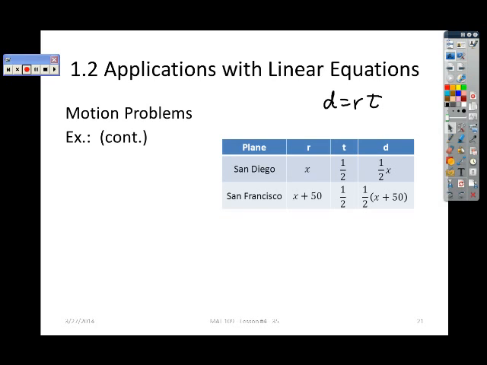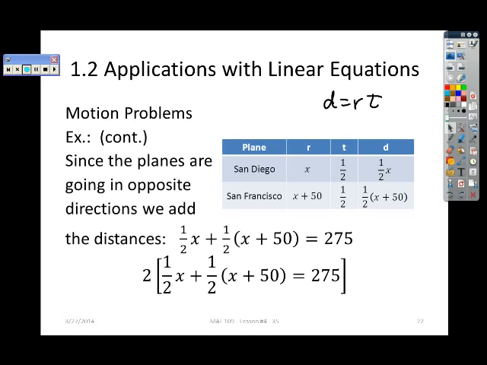Opposite, you add. These are going opposite directions. So you add these two distances, and that has to equal that 275 miles. That's where the 275 comes in. So here's your 275. You take this plus this equals 275. Then solve the equation. Here's your equation.